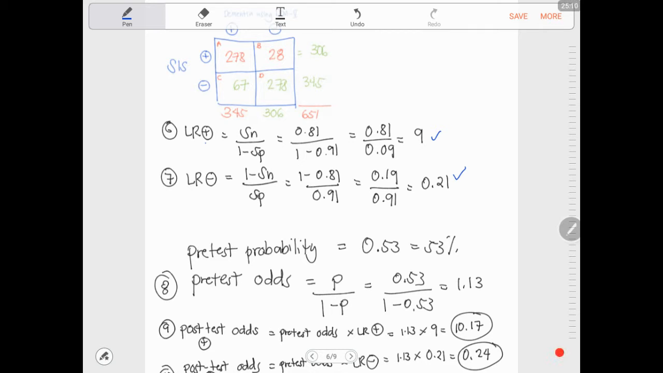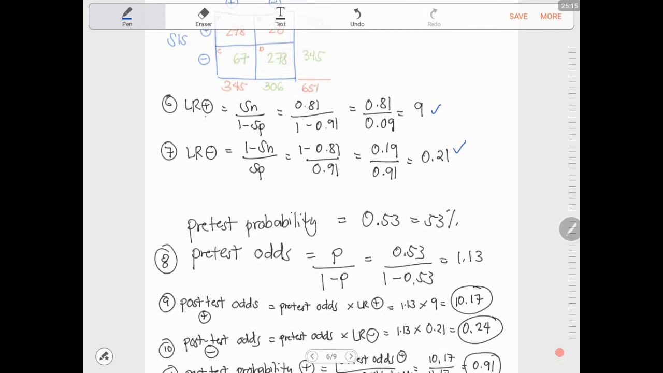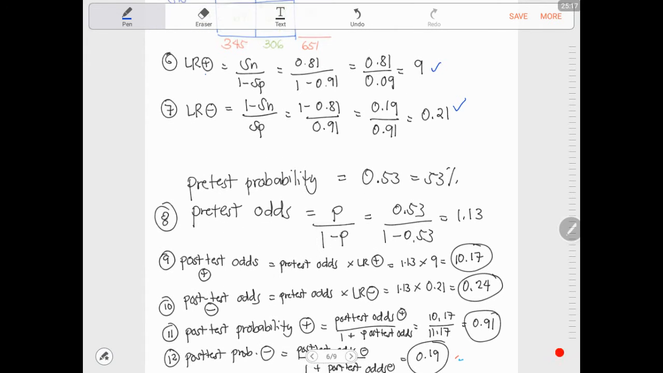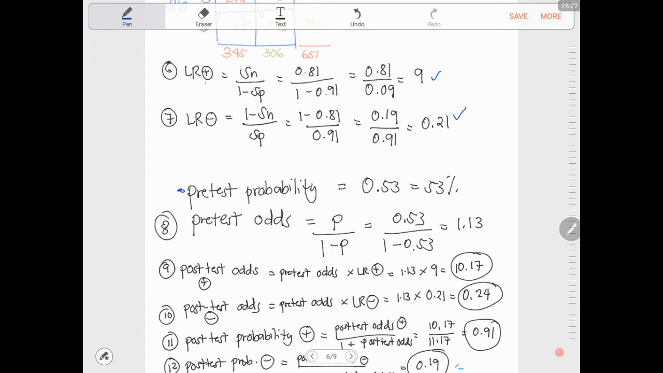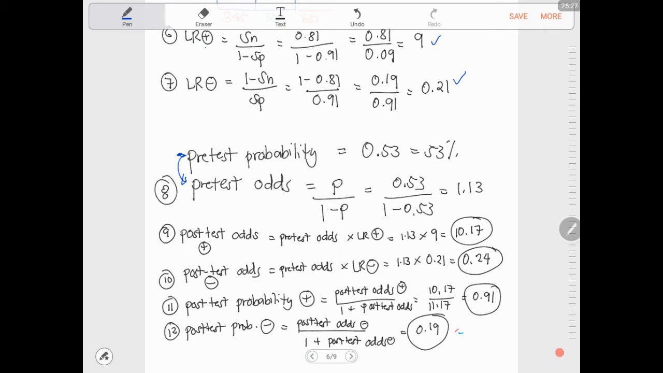Okay? Tama ba? You calculate it also. After you get the likelihood ratio, you will now convert pretest probability into pretest odds. The formula will be pretest probability divided by 1 minus pretest probability. And then you get the answer of 1.13. That's the pretest odds.